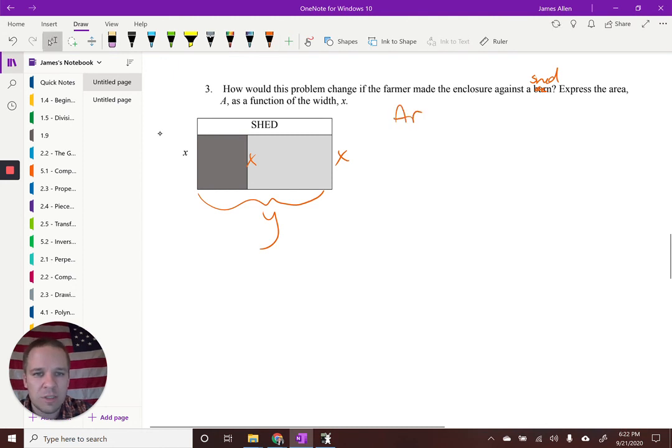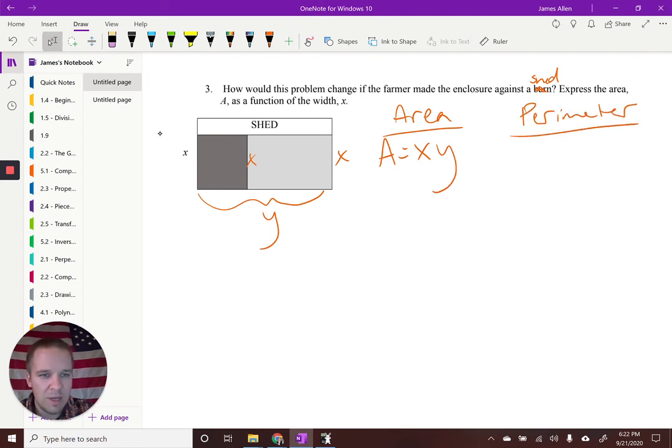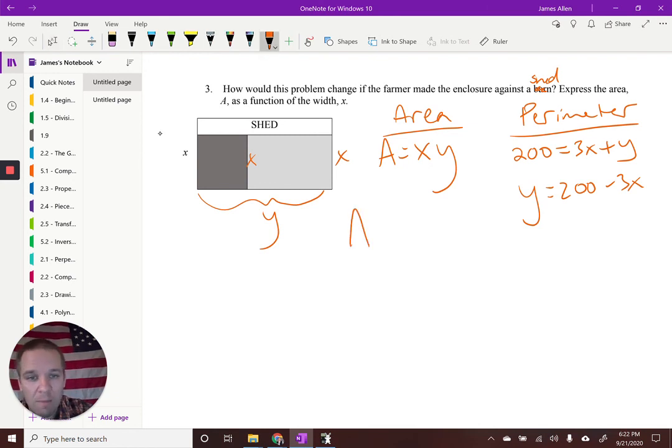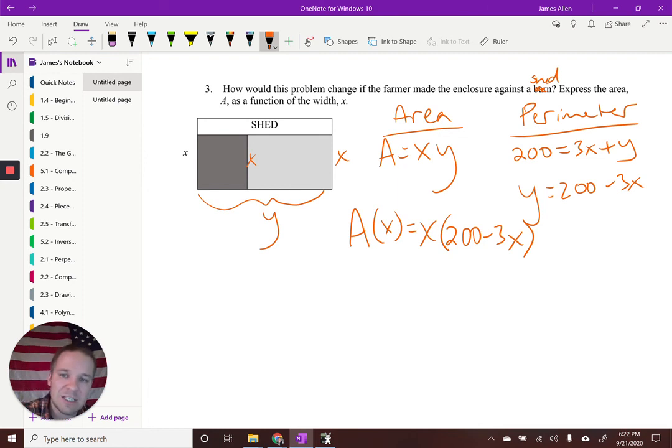So now my area function still starts out as A equals x times y, but my perimeter is going to be that 200 equals 3x plus y. So when I subtract that 3x, I'm going to get y equals 200 minus 3x. So now my area function, when I substitute that in, is x times 200 minus 3x. So we're going to need less fencing, but we still have 200 meters of fencing. So we're actually able to make a bigger area here for whatever's being fenced in.